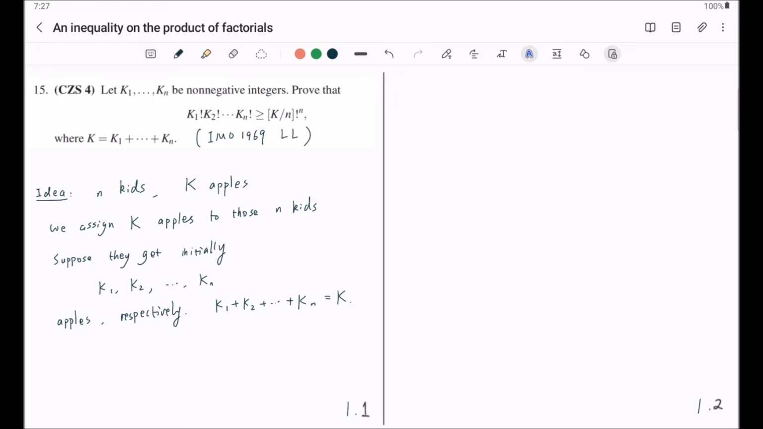Here, of course, k1 plus k2 plus all the way to kn is equal to K. Now look at what the right hand side is. This K divided by n is the average number of apples each kid will get. Of course, this is not necessarily an integer, but roughly it is the average number. Now observe that the right hand side is close to the left hand side when every kid gets roughly the same number of apples.